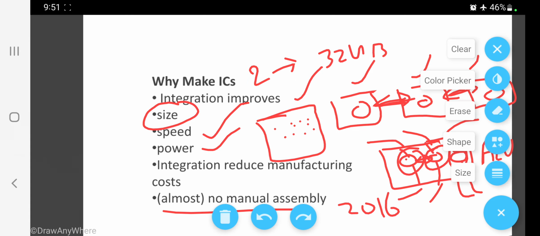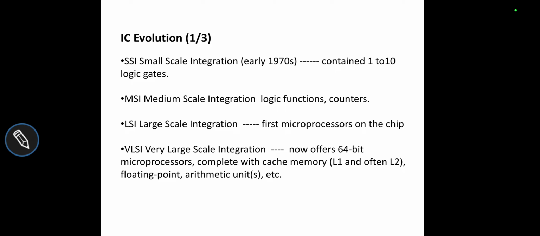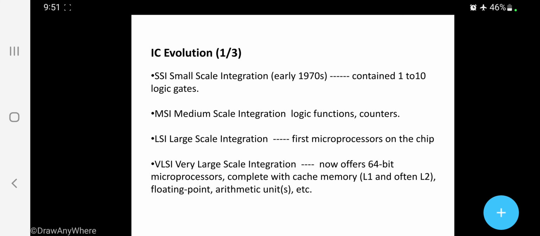Okay, next we'll see the next slide. How the ICs have evolved over the years. You can see here 1970s, it is called small scale integration. Next, at the end of the 70s, it entered medium scale integration. Then at the end of the 80s, early 90s, it is large scale integration, and beyond that, very large scale integration came into the picture.